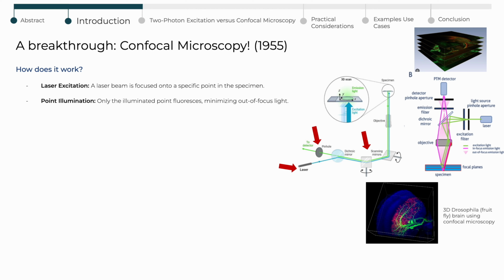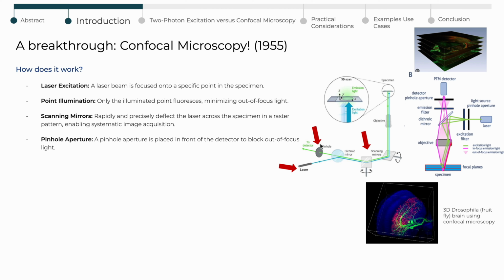field microscopy. The scanning mirrors rapidly and precisely deflect the laser across the specimen in a raster pattern, enabling systematic image acquisition. You can see the scanning mirrors over here. A so-called pinhole aperture is then placed in front of the detector to block any excess out-of-focus light. And finally, the optical sections collected from these scans, collected in this raster pattern point by point, are compiled to construct a detailed 3D image of the specimen, which is also called optical sectioning.